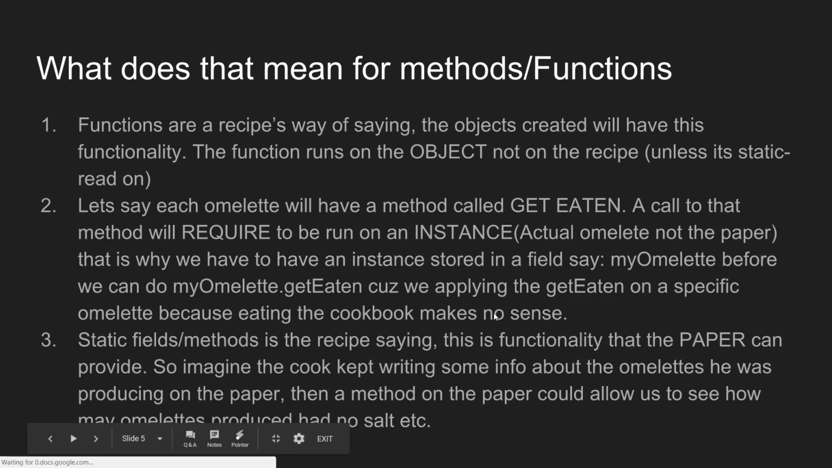Okay, now what does that mean for methods and functions? Functions are a recipe's way of saying the objects created will have this functionality. So this is a method, this is a function, this is a call, this is something you can do on the objects that I will create. When you're writing a method or a function in a recipe or a class, what you're saying is that once an omelet has been created, then you will be able to do this on that omelet.